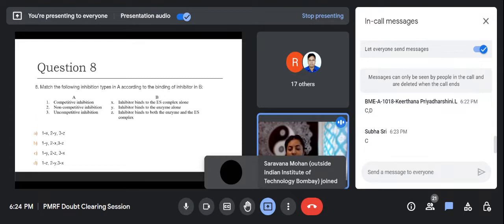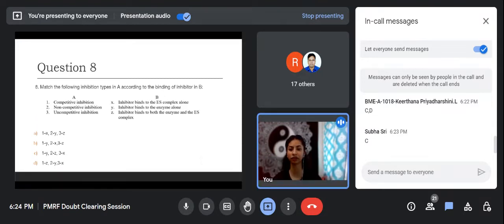Okay. So question number 8 is, match the following inhibition types in A according to the binding of inhibitor in B. So like Sir has taught us, there are three types of inhibitions: competitive inhibitions, non-competitive inhibitions, and uncompetitive inhibitions, and they are differentiated based on where the inhibitor is binding, right? So that is what you have to choose in this case. So what do you think is the answer?